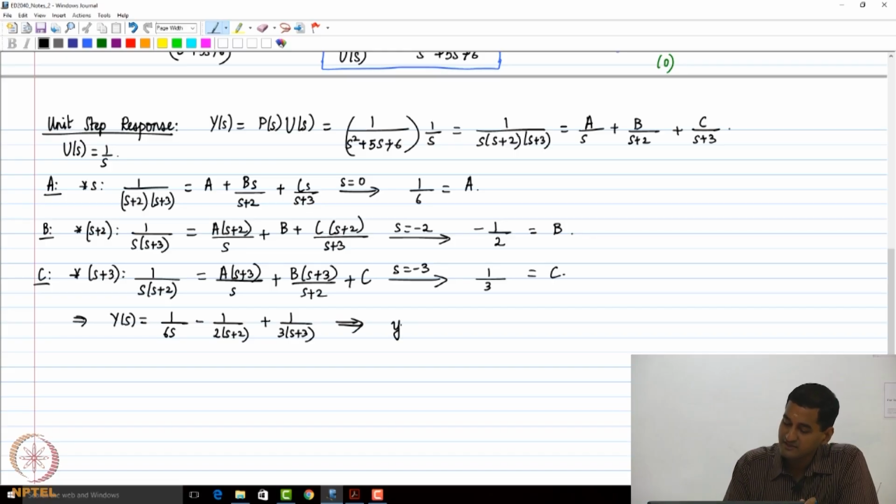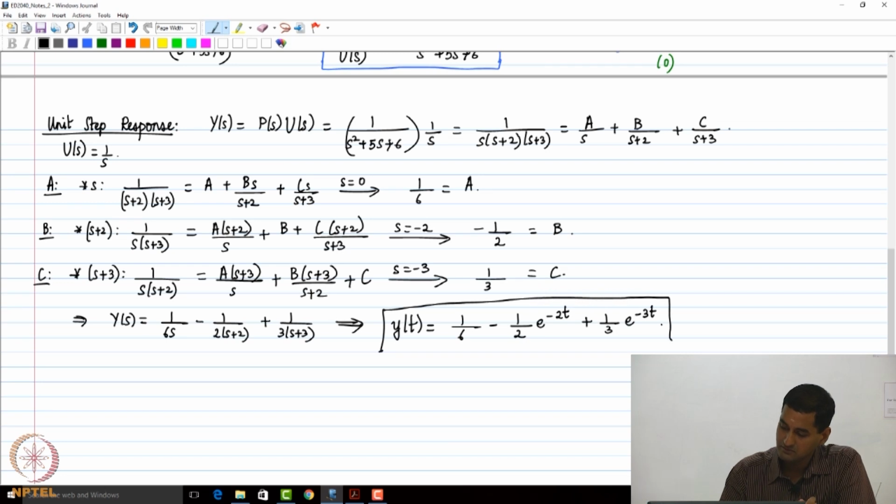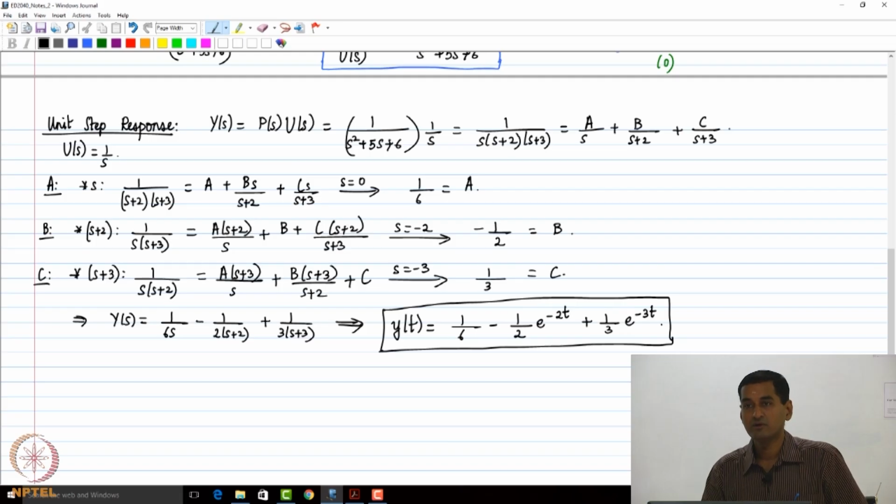So this implies that if you take the inverse Laplace transform, y of t is going to be equal to 1 by 6 minus 1 by 2 e power minus 2t plus 1 by 3 e power minus 3t. Okay, that's what we are going to have, right? So this is the expression for y of t, the step response. So this is the step response of the system, or to be more accurate, I should call it the unit step response.